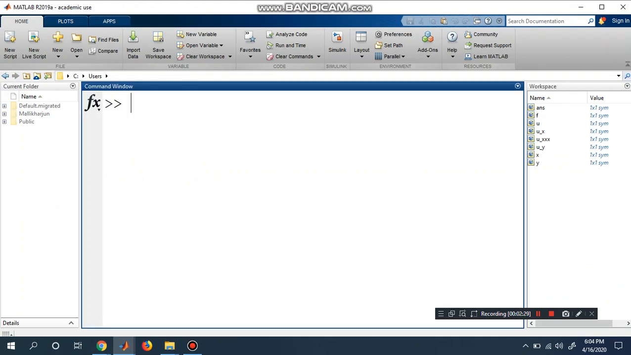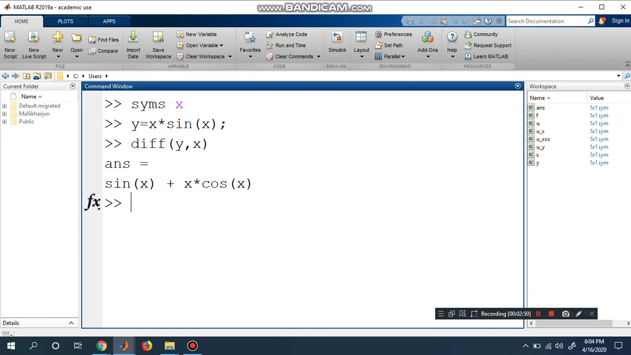Let us see what you will get using the command window. Now first I will define the variable as a symbol. Now the function, suppose I take y equals x into sin x. Into means you should give it by star. Differentiation of y with respect to x. I am not assigning any order, so that means if you are not assigning any order, it will take the first order by default. Suppose I would like to differentiate y with respect to x up to third order, so that means thrice I would like to differentiate. So this is the same way.